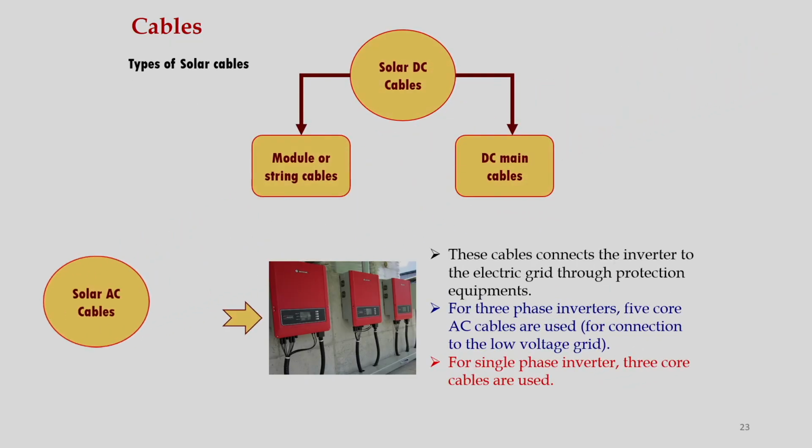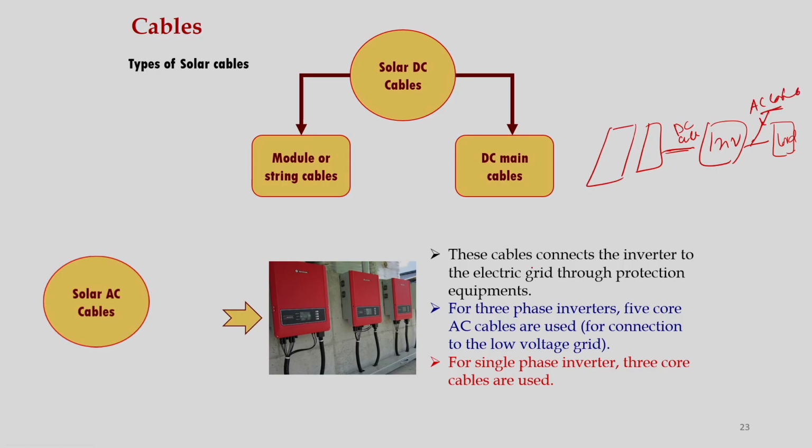AC cables. Already we know once we have an inverter, so maybe what we can consider here. We have modules, and then we have an inverter, then we have cables, and then it goes to the load or maybe grid. So, this cable is DC cable, and this is AC cable. So, what we are talking about is this AC cable.